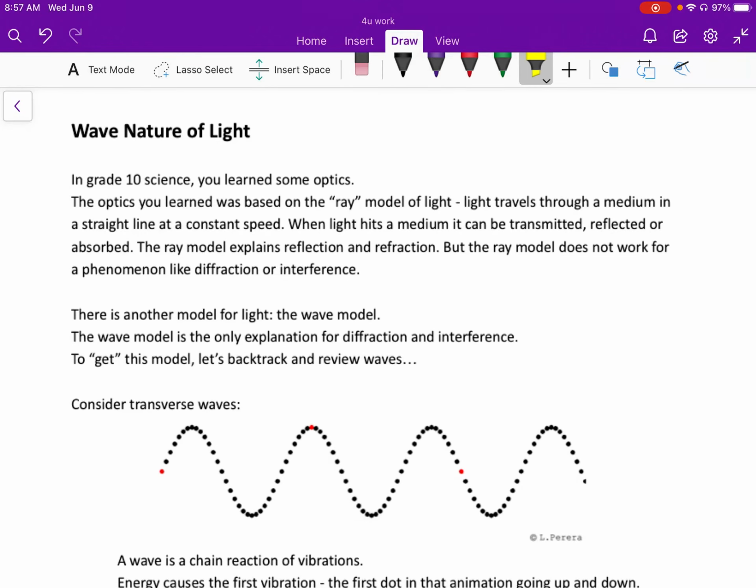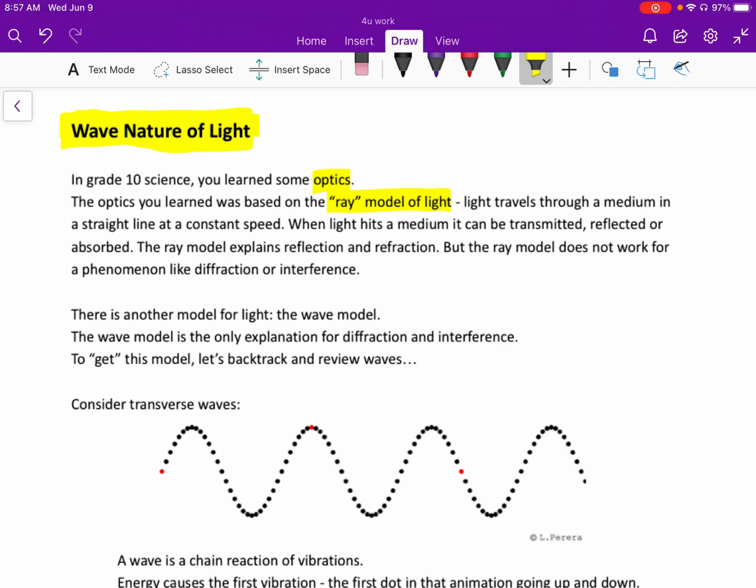Starting our fourth unit today. The title of the unit is The Wave Nature of Light. Some of you are going to have a little reflection back to grade 10. In grade 10 science, you did learn some optics, but the optics you learned in grade 10 is something that we call the ray model of light.